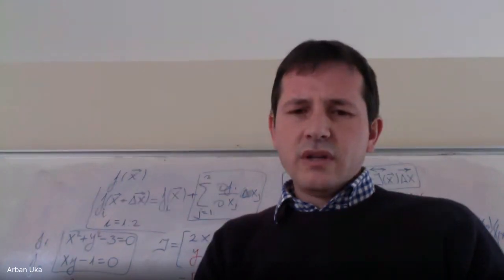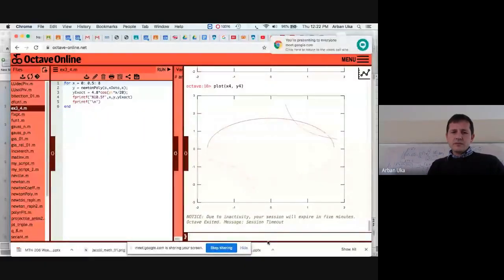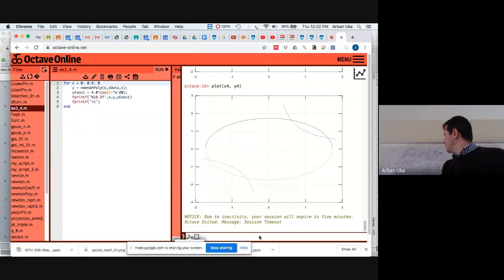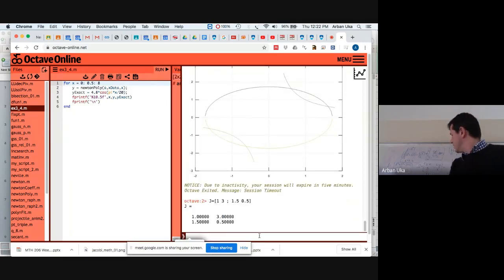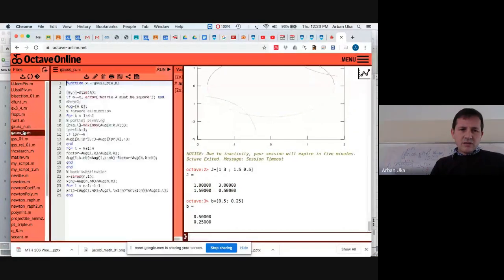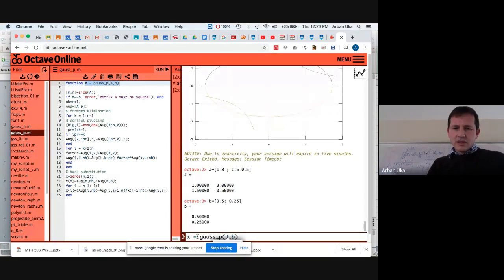Probably, so we can try to reconnect. We can just call this Jacobi matrix J. This is equal to 1, 3, 1.5, and 0.5. That's the Jacobi matrix. And then on the other side, we have the B vector, which is 0.5, 0.5, and 0.25. For this, we can use any one of these functions that we've used before, and we apply it here. This is the Jacobi matrix, that's the B.